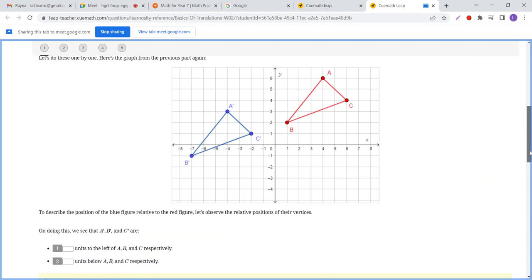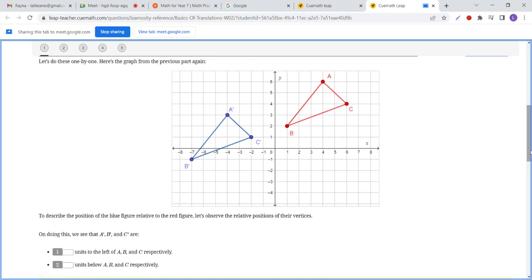Here's the graph again. Wait, what's the question? Question is below. Units to the left of A, B, and C. I'll do the blue one first. Yeah, you have to do the blue one. On doing this, we see that A dash, B dash, and C dash are. It's only asking for blue. It's not asking for red.